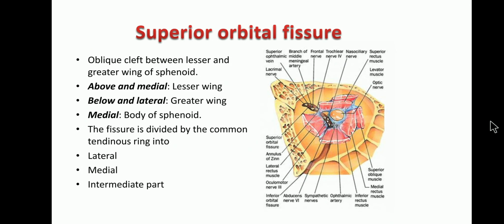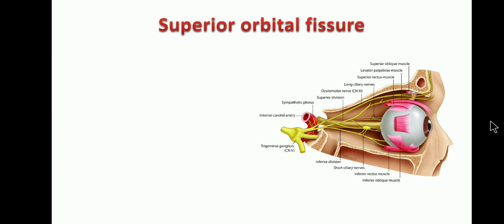So the subdivisions of the superior orbital fissure are into lateral, medial and intermediate parts. Here you are able to see that between the lesser wing and the greater wing, it is transmitting so many structures.